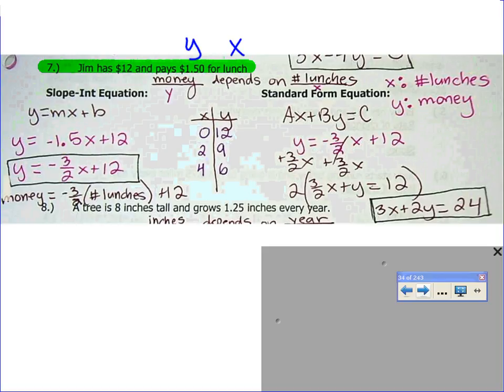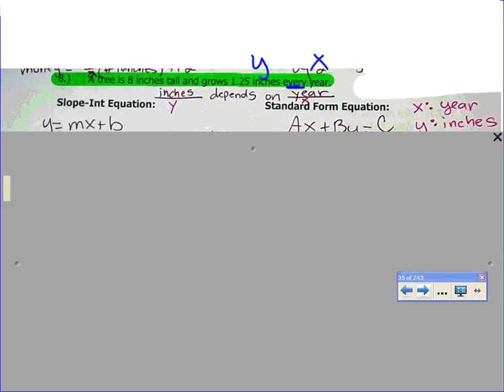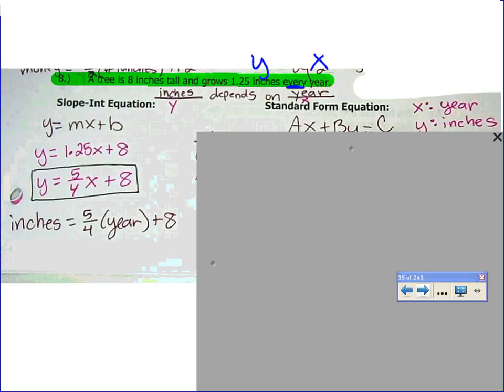Okay, number 8 I'm going to read through. Number 8, we have 1.25 inches every year. So we have y every x. Remember, there's your key word. So remember, you always have y per x, y every x. In this one, inches depends on year. X is year, y is inches. Slope-intercept form is y equals 5/4 x plus 8.